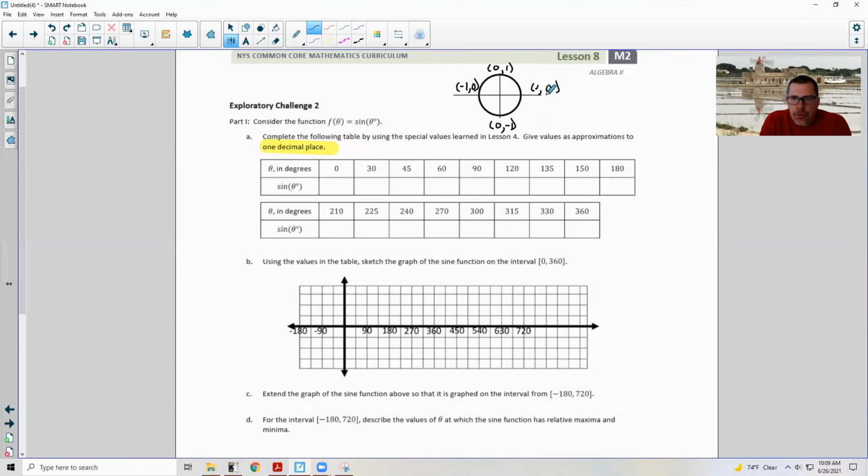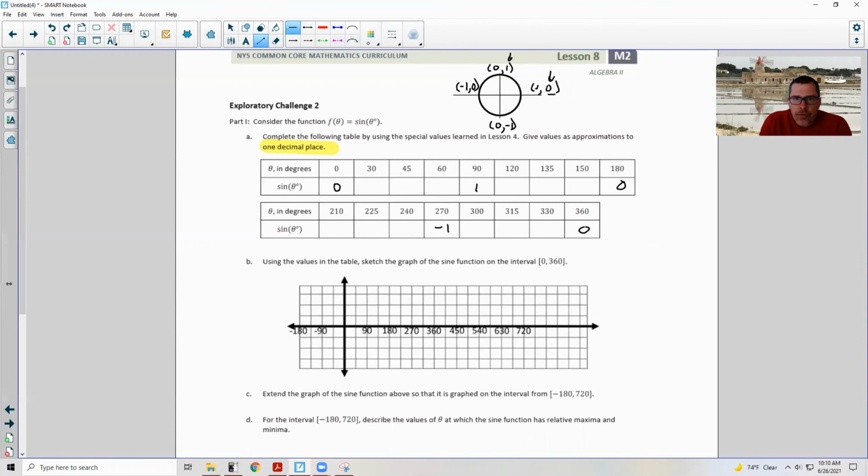So 0 degrees, we're talking about sine here, so it's the y value. Sine of 0 is 0. Sine of 90 is 1. Sine of 180 is 0. And the sine of 270 is negative 1. And 360 is the same as 0, one full rotation, and we're back to 0. So this makes it a little bit easier, I guess.